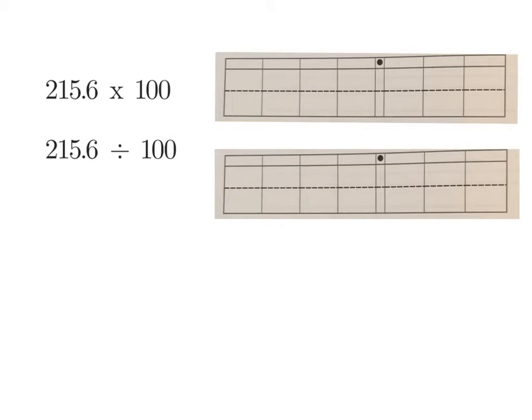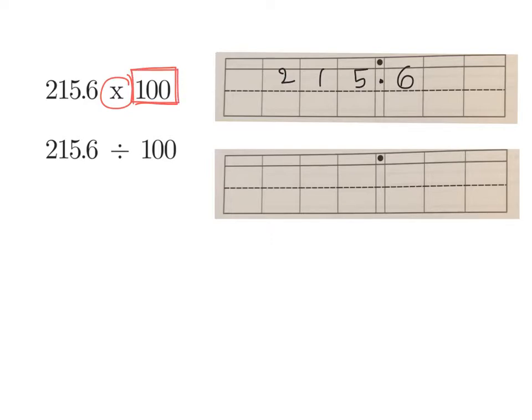Okay, let's start with the first one. We're going to multiply it by 100. Okay, so go ahead and put it in your place value chart. The 2 is in the hundreds column. There's 215 and 6 tenths. This time we're multiplying, so that means we need to shift the digits to the, which way? Left. And this time, what are we multiplying it by? 100. How do I get 100?